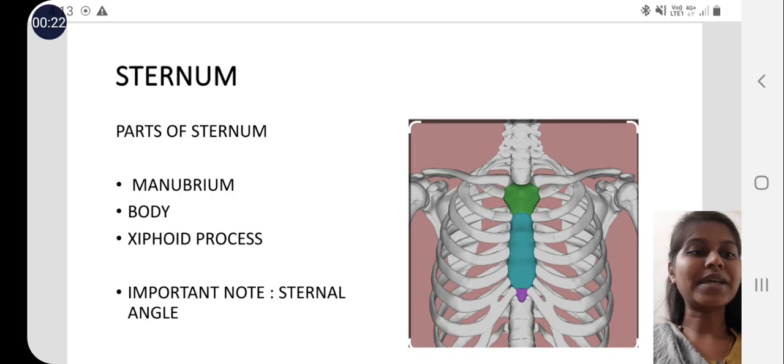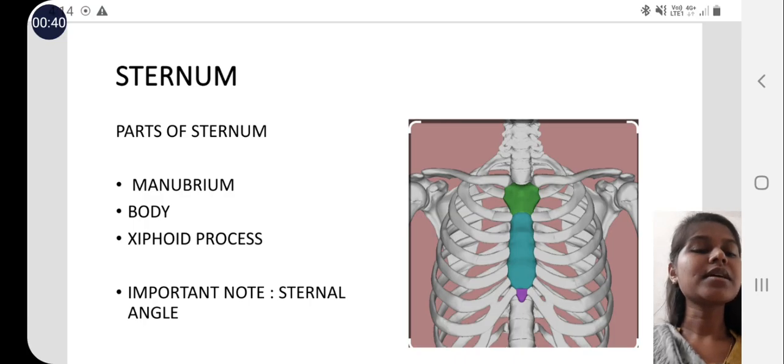facet and the jugular notch. The body is the second part of the sternum, which contains 6 costal cartilages or 6 costal facets in it. The attachment of the manubrium and body is known as the sternal angle, which has the second costal facet in it.